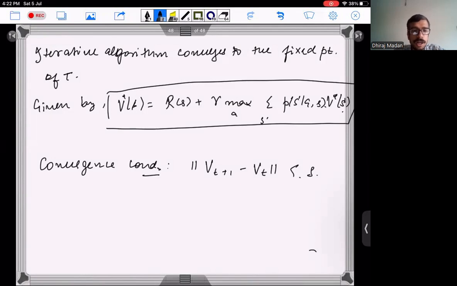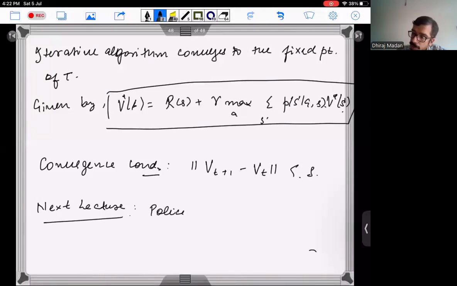Okay, so thanks a lot. This is what we have for today's lecture. In the next lecture, we'll see another algorithm for finding the optimal policy, which is known as policy iteration.